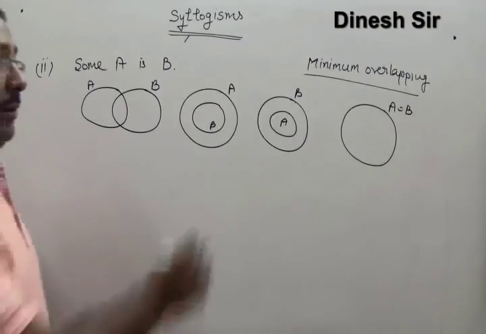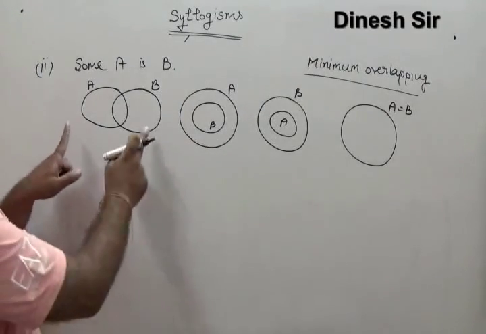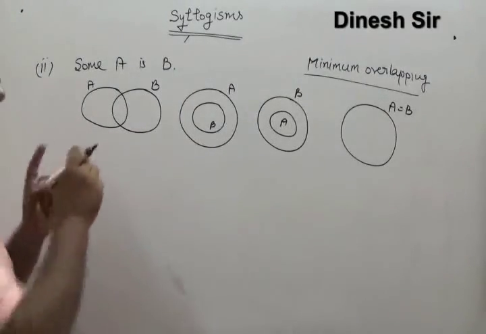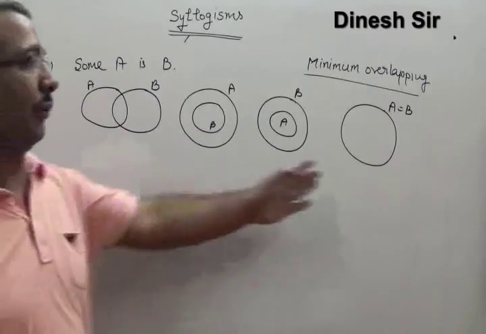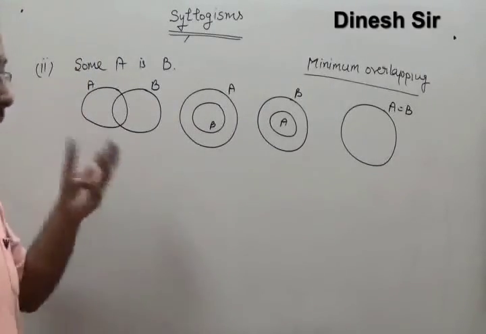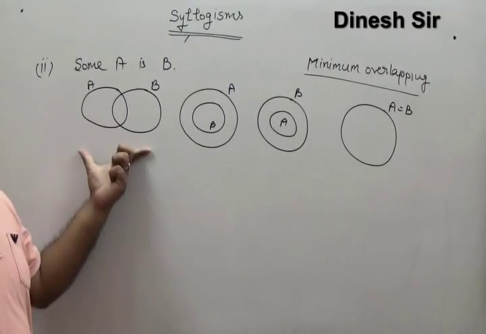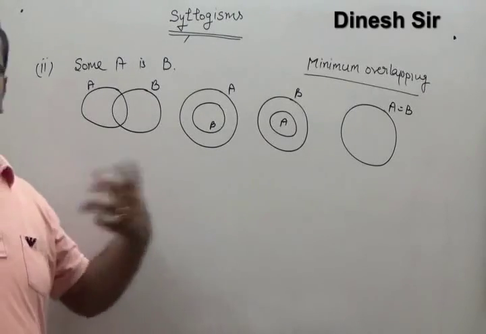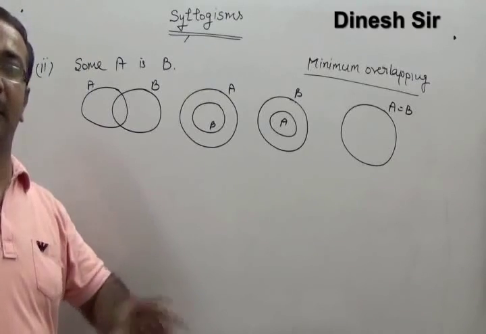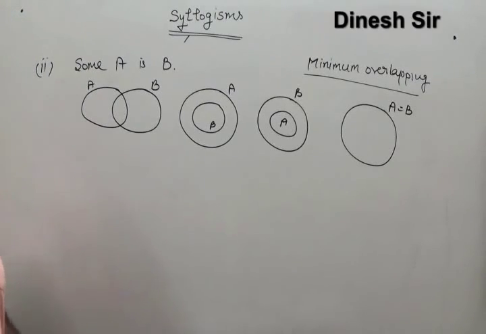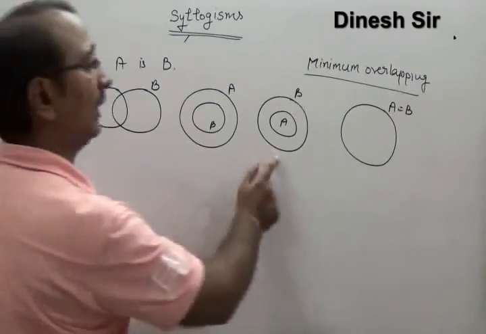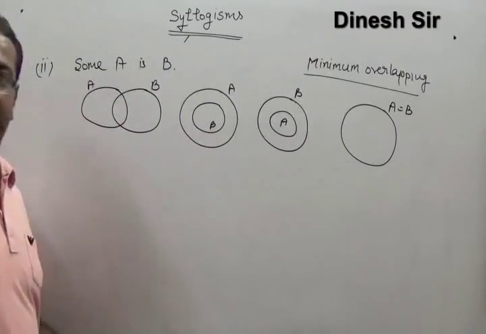But because of the minimum overlapping principle, we generally consider this one. Although all are true, because in all these four Venn diagrams I can say some A is B, it is always better for us to choose this one, because if I take the maximum overlapping, the conclusion may be different. Whatever the conclusion is, every conclusion must satisfy all four Venn diagrams, right?